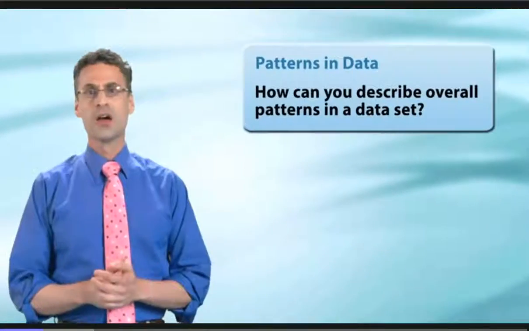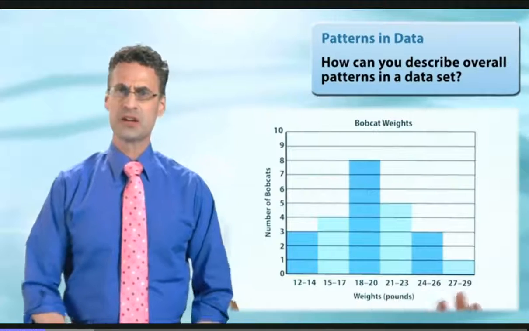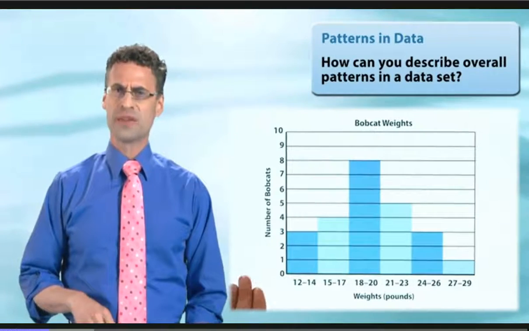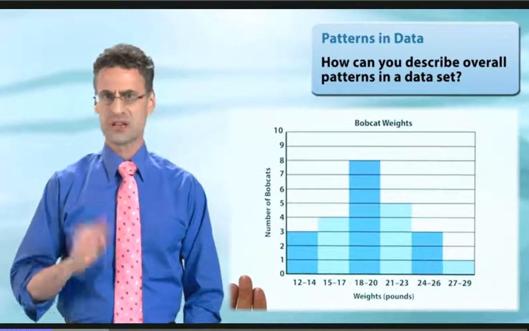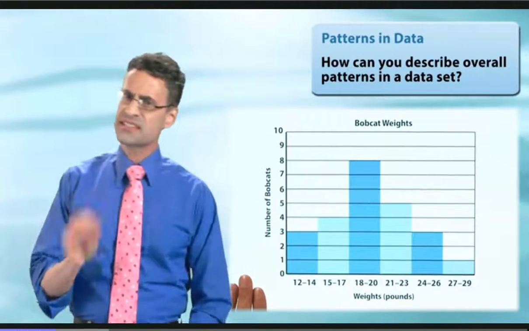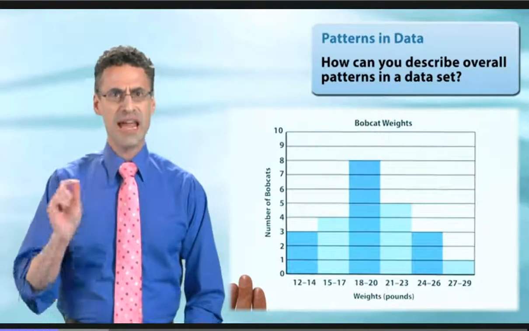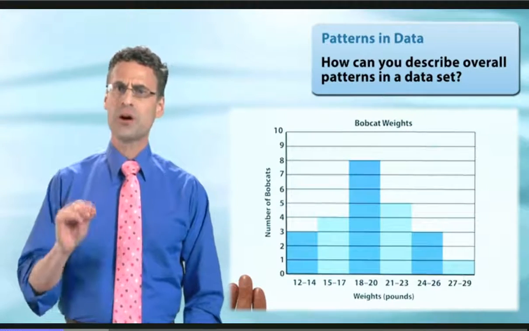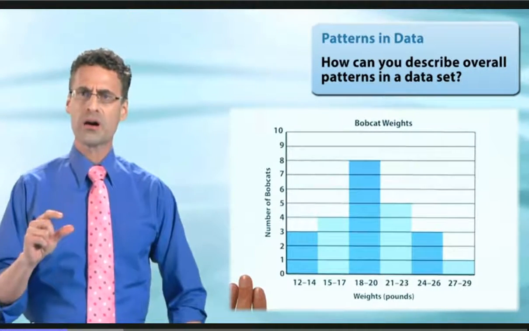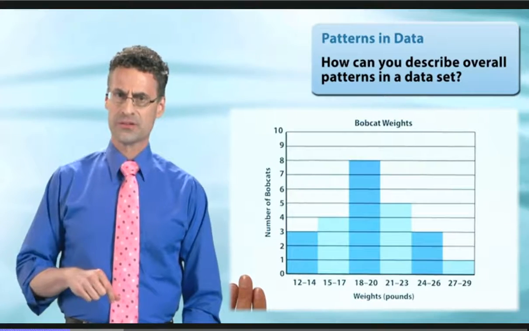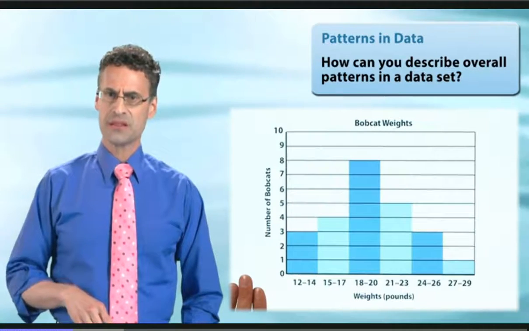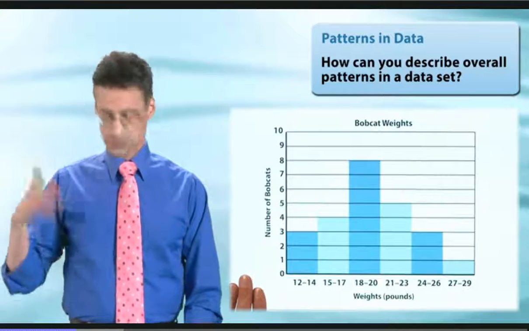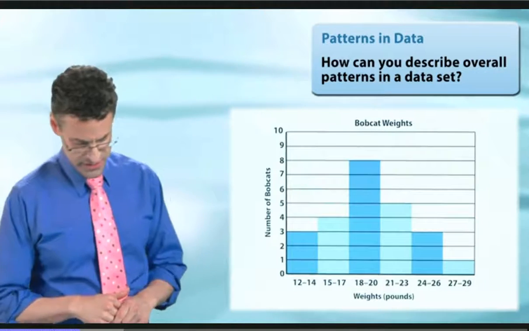Okay, so this histogram here shows the weights of several bobcats rounded to the nearest pound. Now, Sunny says that the graph might have a different shape if it were redrawn as a bar graph with one bar for each number of pounds. Is Sunny's statement sensible, or what do we think? Well, let's take a look and see.